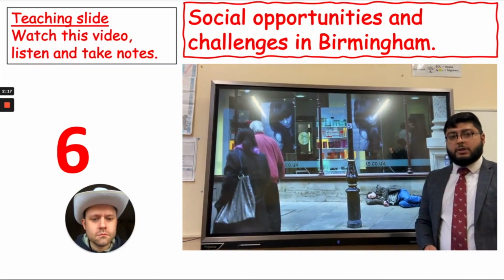All right, so really good description and explanation there of the opportunities and challenges in Birmingham. What I would say, social inequality is a really important word, okay? Deprivation, people are really suffering in Birmingham, all right, whereas other parts of the city are much more affluent.